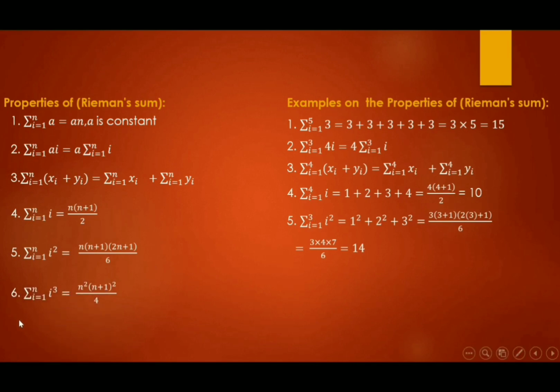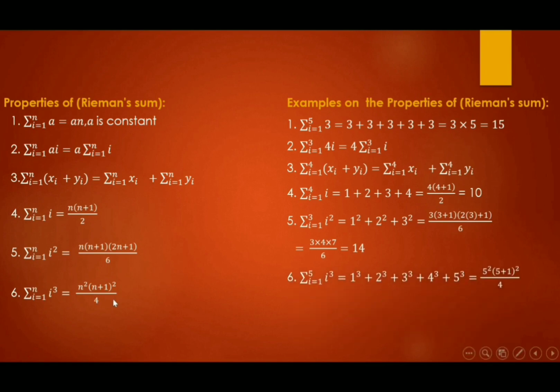The next property is the summation of i from 1 till n of i cube, which is equal to n squared times n plus 1 squared over 4. Actually, this rule is similar to that one exactly, but each term is squared. Watch it and try to compare to make it easy for you to remember.